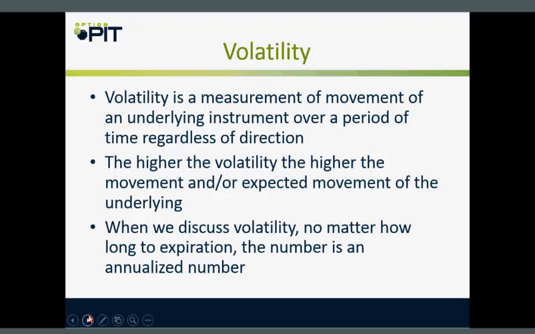All right. So basically, when we discuss volatility, no matter how long to expiration, if it's a week, if it's a day, if it's a year, if it's 2 years, it is an annualized basis. So if I buy a two-year LEAP, a LEAP stands for long-term equity anticipation. If I trade even a two- or a three-year option, the volatility associated with that is an annualized number.